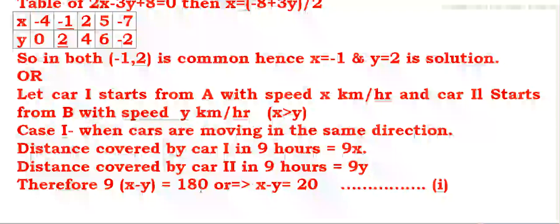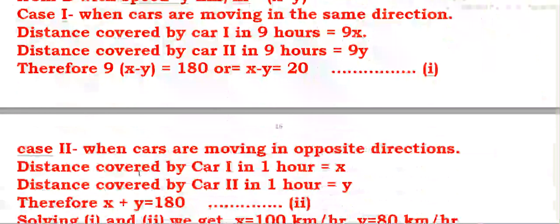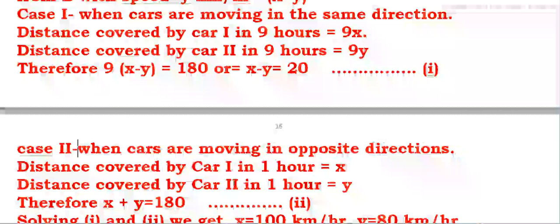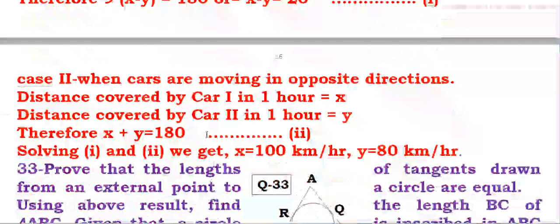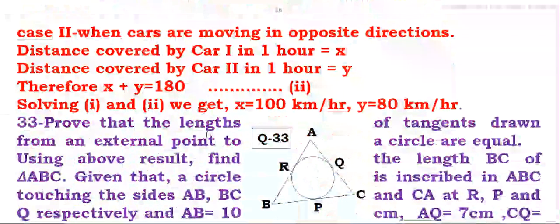The difference 9x minus 9y is equal to 180, or x minus y is equal to 20. This is the first equation. In the opposite direction they will come as xy, so x plus y is equal to 180. Solving, we will get x is equal to 100, y is equal to 80.